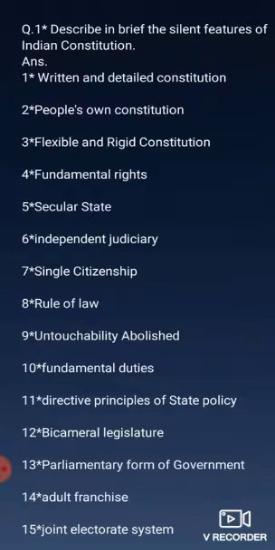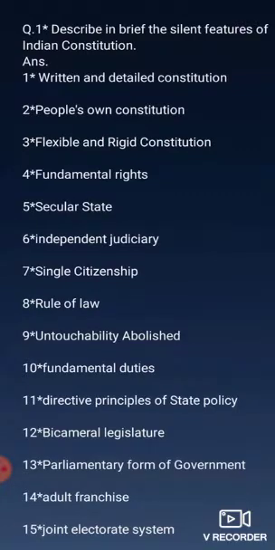Fourth feature is fundamental rights. Part 3rd of the Indian Constitution deals with the fundamental rights of the people. One of the characteristics of these rights is that while some rights are only for the citizens, others are available for all citizens as well as aliens.